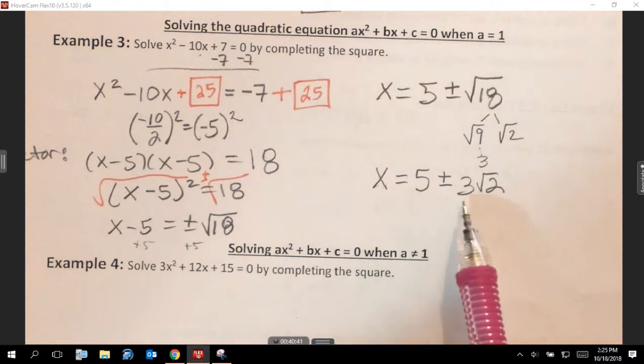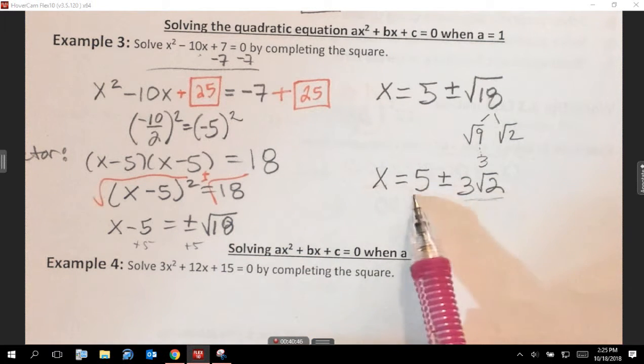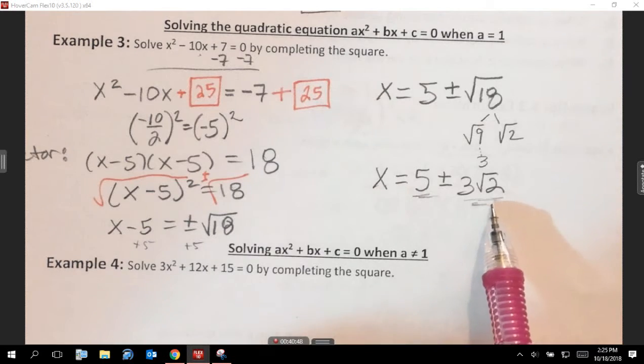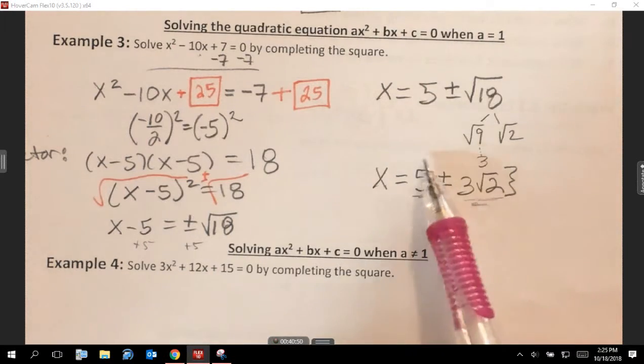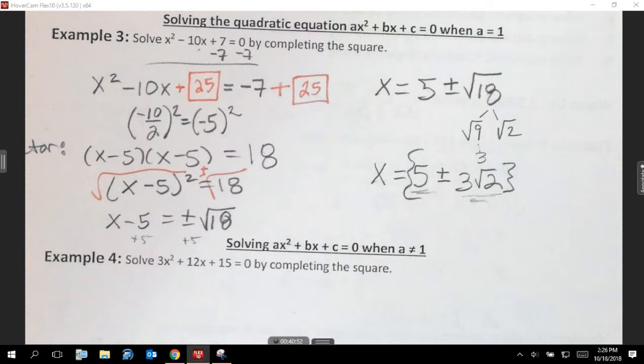I cannot add 5 plus 3 because 3 is being multiplied by a radical, making these not like terms. So I cannot go any further. I will not have nice answers. Those are going to be my final answers. I can't even add them together. Not like terms.